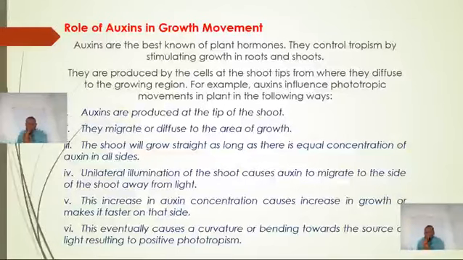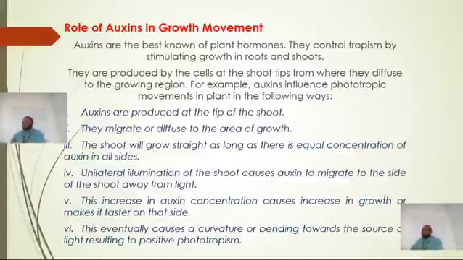Unilateral illumination of the shoot causes auxin to migrate to the side of the shoot away from light. So auxin will move from the lighted side to the what? To the dark side, so that growth will also continue here. So the lighted side will be going what? Straight. While the dark side, what will now happen? When auxin is accumulated, that's the next one, number 5. This increase in auxin concentration causes increase in growth, or makes it faster, on that side.